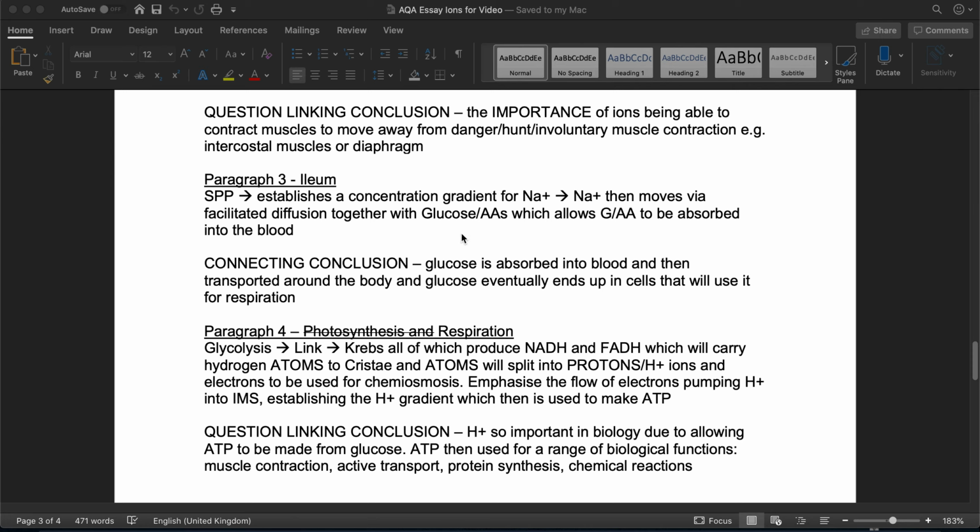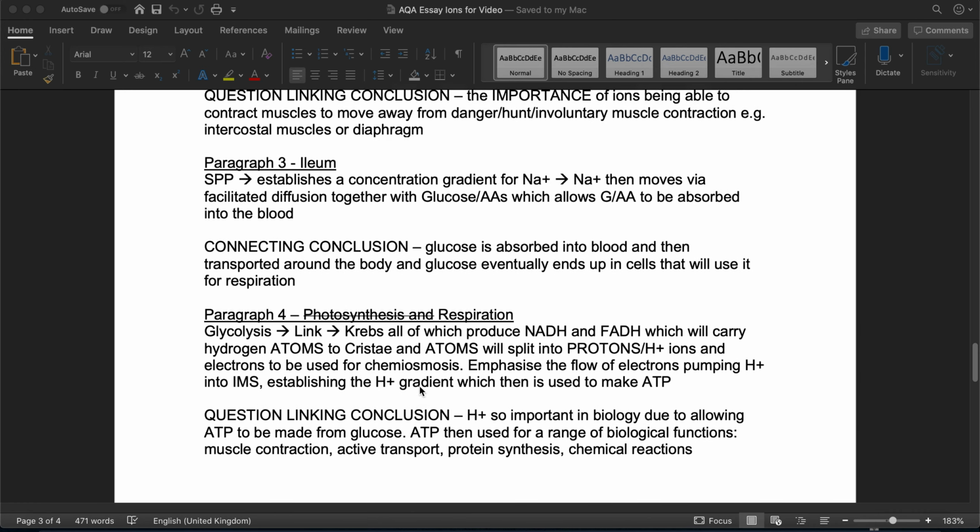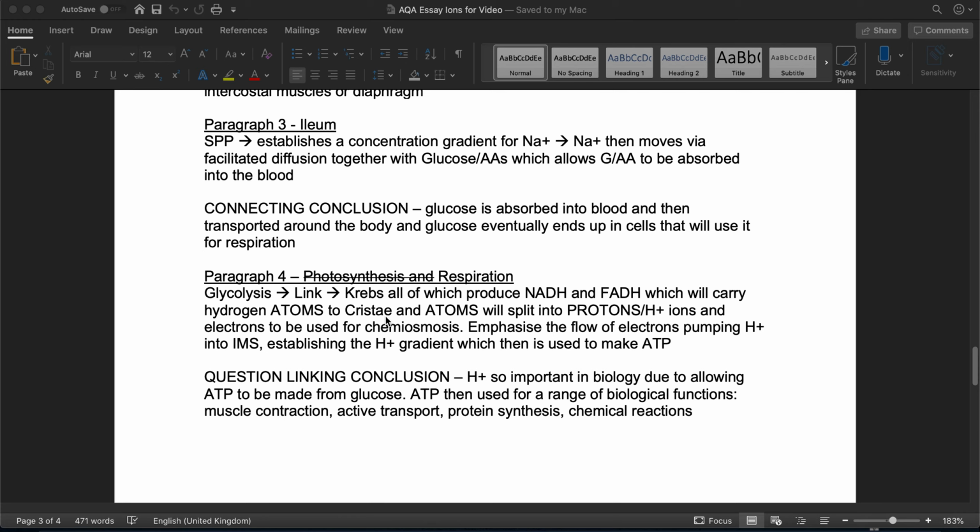I went for the idea of glucose being absorbed in the ileum into the blood, and then we can deliver that glucose to cells and allow them to respire. And that takes us nicely onto what was originally in our plan, photosynthesis and respiration. We're obviously just going to focus on respiration because we're taking an animal route for this particular answer to this particular question. There's the detail. Could talk about glycolysis, link, Krebs.